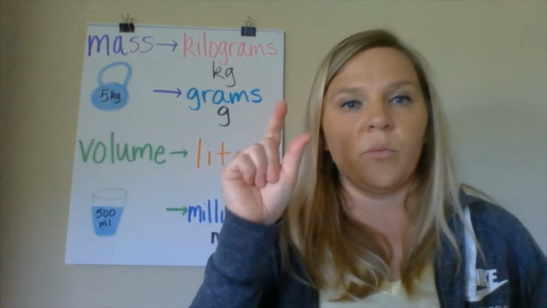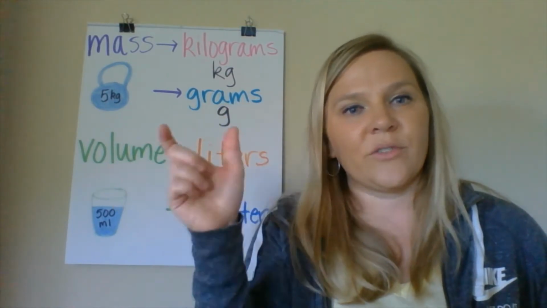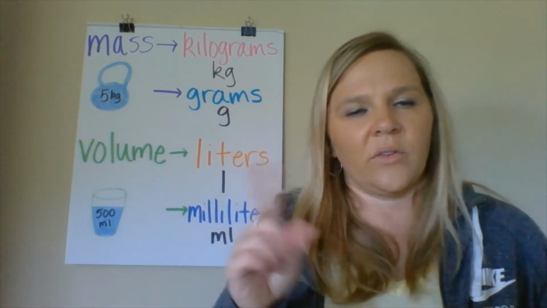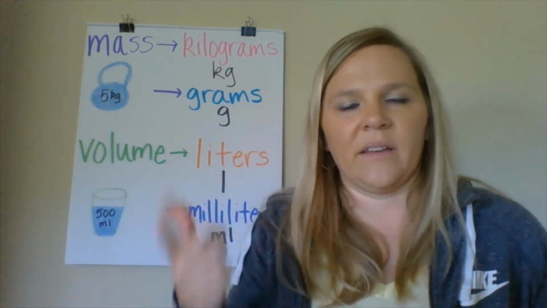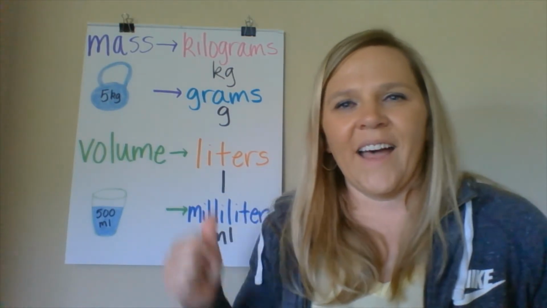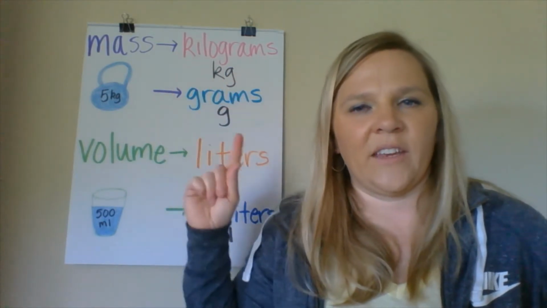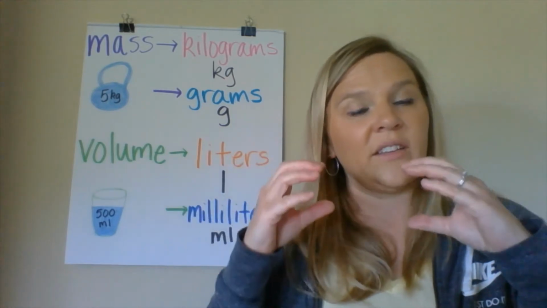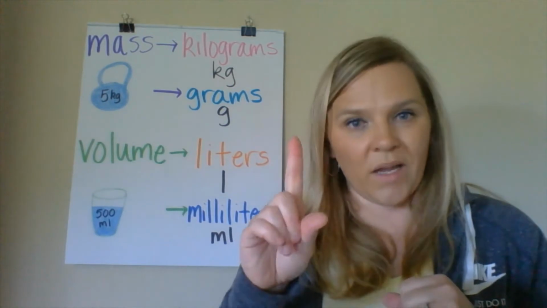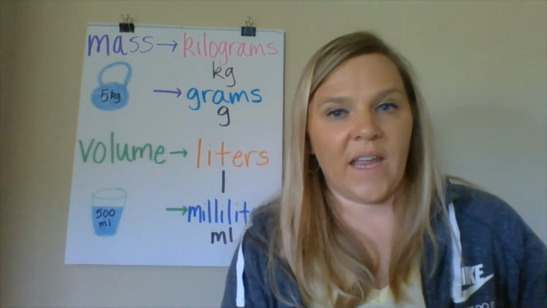Because remember, kilo, we learned, means 1,000, and it's in front of the word gram, so there's 1,000 grams in a kilogram. Notice I'm saying kilogram and kilogram. You can really say it either way, but I don't have one preference, so I say them both ways. A kilogram is 1,000 grams, and grams are our unit. So remember that we have 1,000 grams in 1 kilogram. So we are going to multiply by 1,000 today.